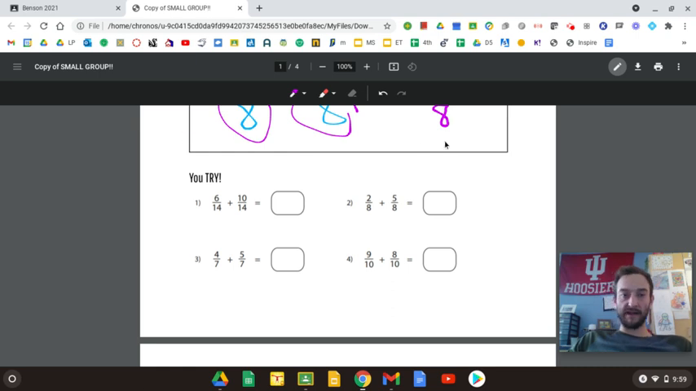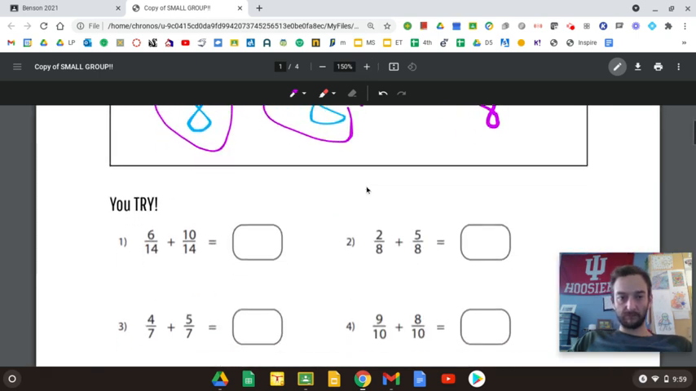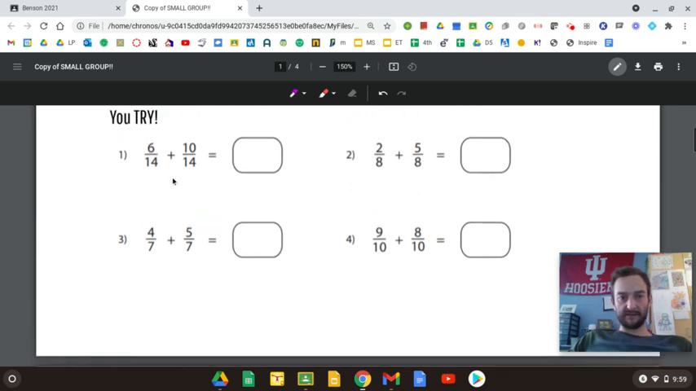Okay, now let's go over the answers. So this first one, 6 14ths plus 10 14ths is 16 over 14. Bottom stays the same. All right, 2 plus 5 over 8. You got 8 on the bottom and 7 up top. 4 sevenths plus 5 sevenths is 9 sevenths. And 9 tenths plus 8 tenths is 17 tenths.